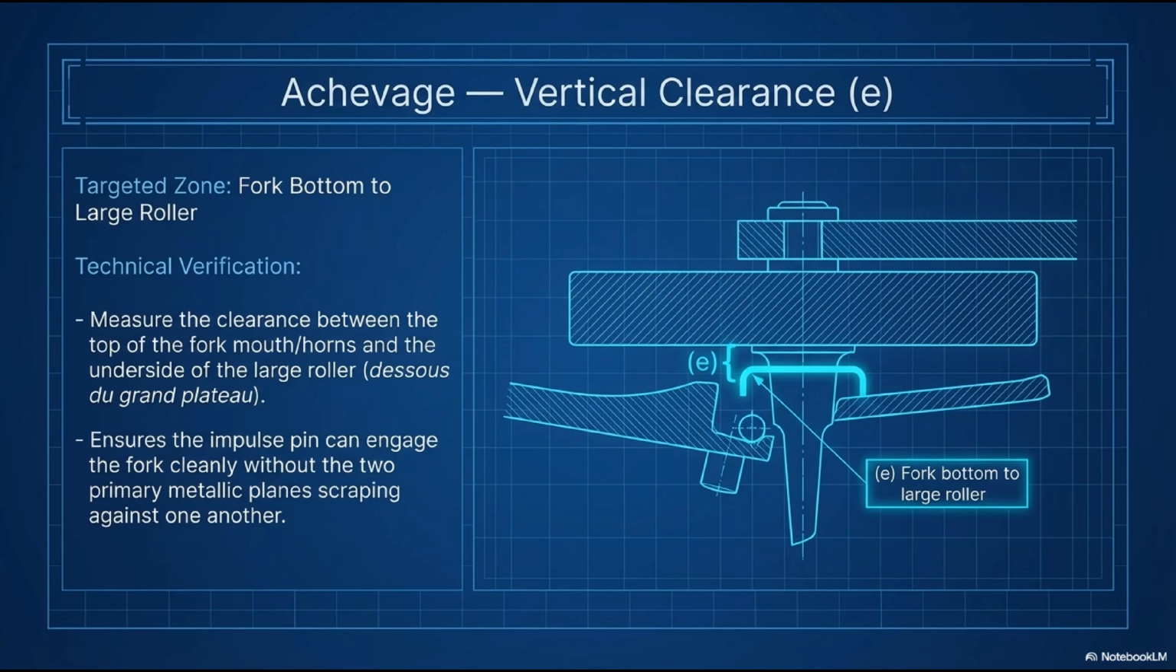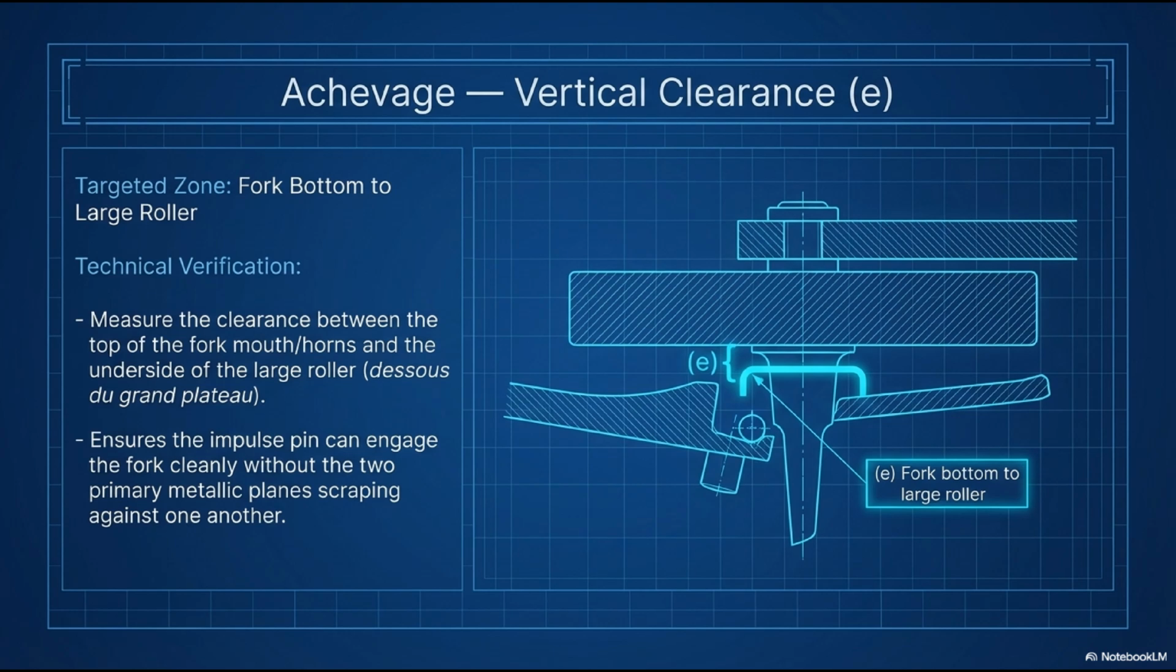Clearance E, fork bottom to large roller. Targeted zone, the clearance between the top of the fork mouth and horns, the upper surface of the pallet fork, and the underside of the large roller. Décis du grand plateau. Technical verification: verify that the fork assembly and the large roller do not contact each other along the vertical axis during normal operation.